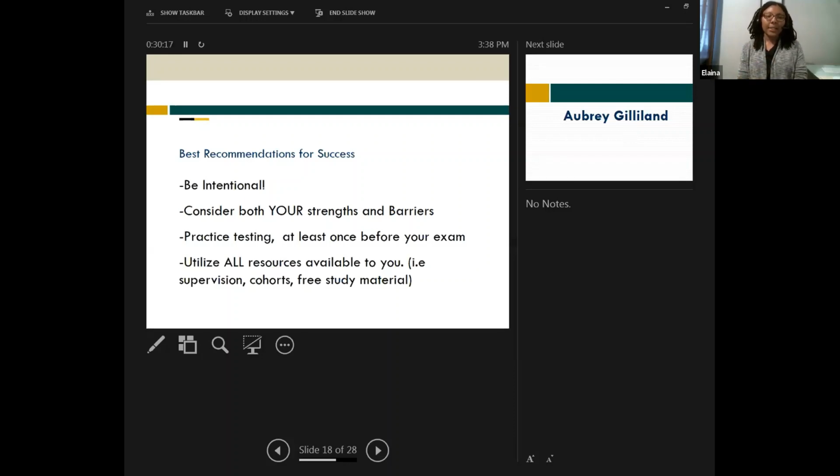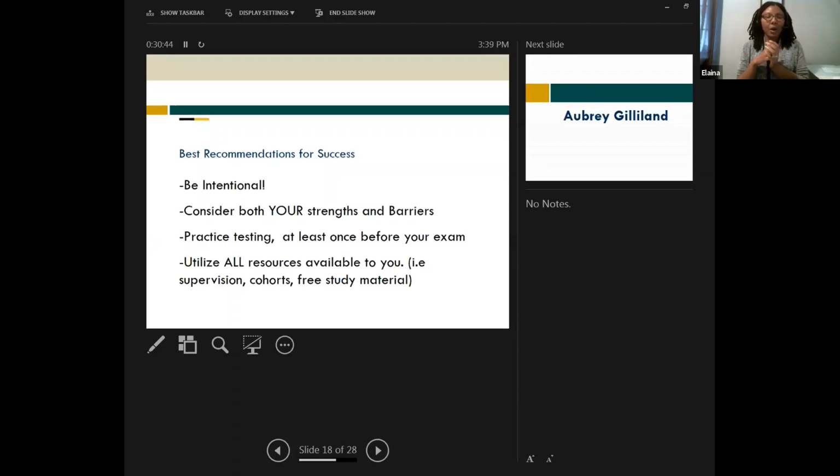And then lastly, utilize all resources available to you. So again, I'm not with the idea of spending a lot of money. So see what resources you can grab that are low cost or free, preferably. There's free study material online. If you know people that recently graduated or recently passed their test, they might be willing to give you a discount on some of the resources that they have. So just keep that in mind.